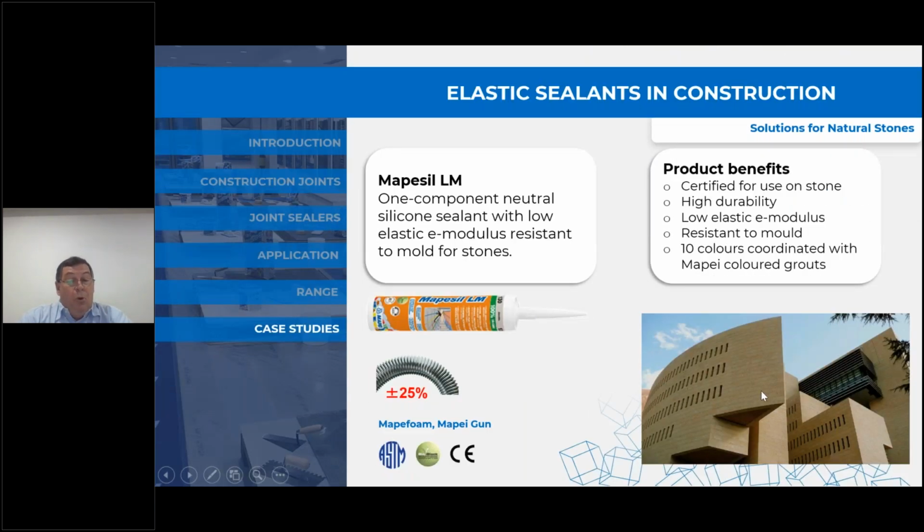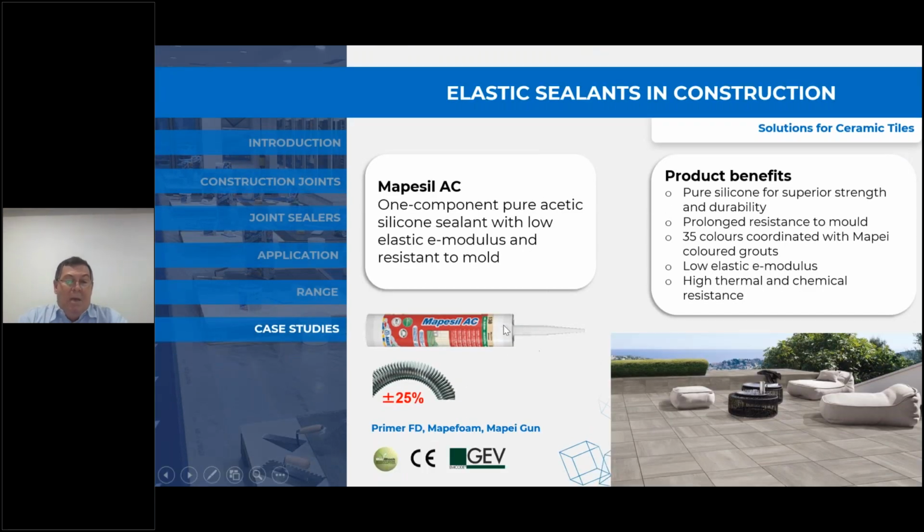The LM, I talked earlier about the non-staining. Again, this one is a neutral cure. It's certified for use on all stones. It has high durability, resistance to mold. It comes in a range of colours also. Another area where Mapei AC is used is just any ceramic tiling type application, indoors or out. Being a pure silicone, it has superior strength and durability, prolonged resistance to mold, and it comes in 35 different colours. 34, I think that is actually. Low elastic modulus and a high thermal and chemical resistance.